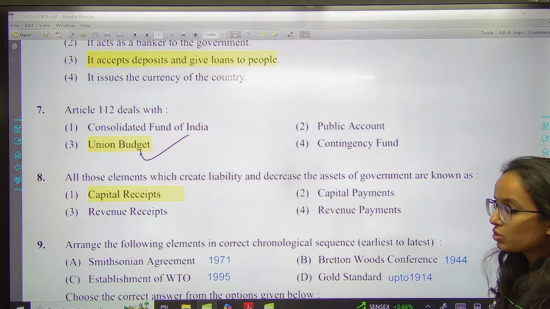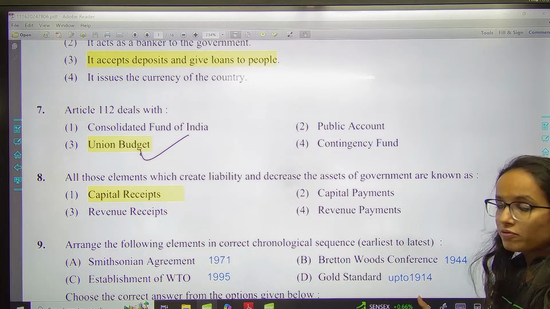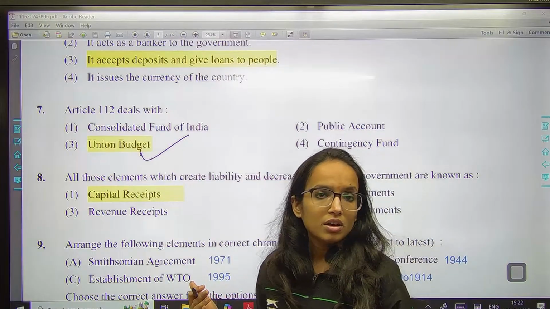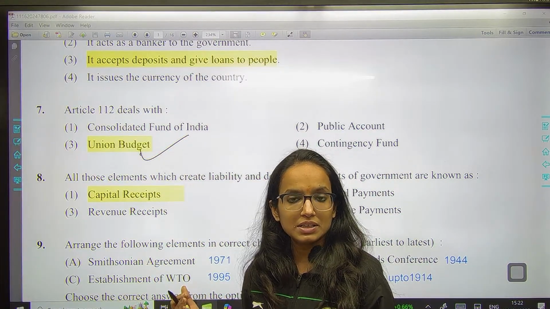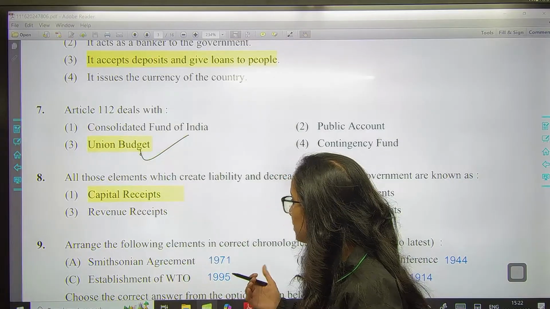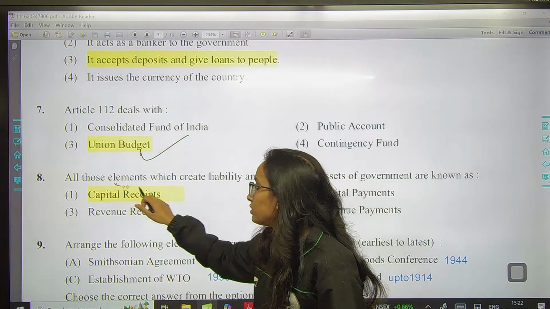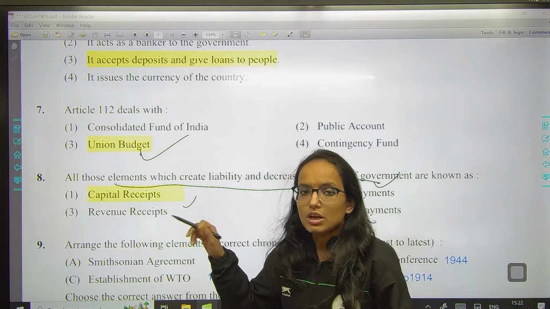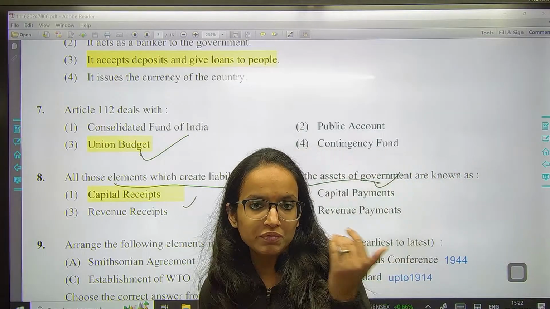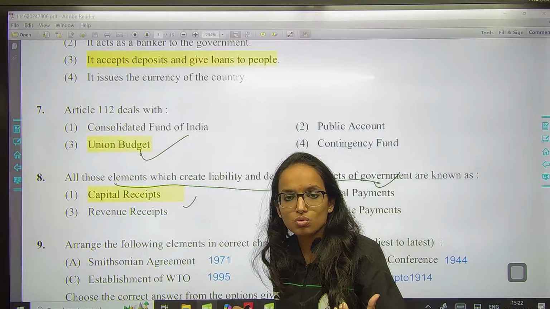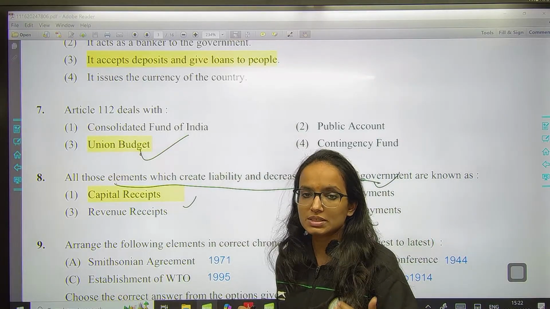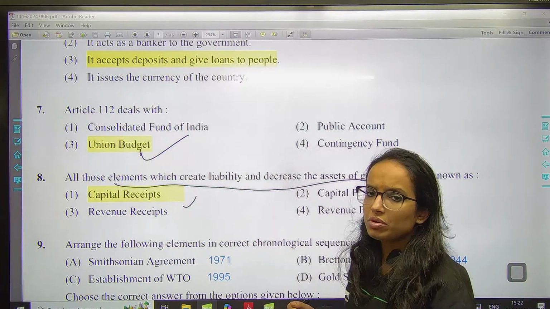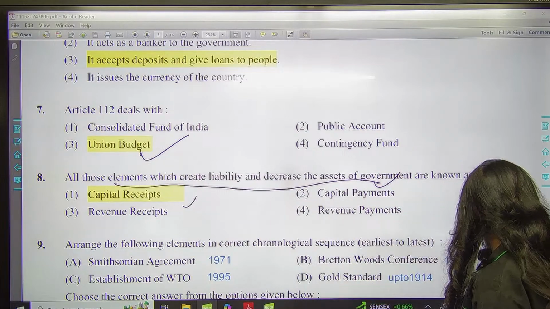Also, they are asking you about the structure of budget or difference between capital and revenue account, right? So capital receipts and revenue receipts, for example, the difference between them. They have asked all those elements which create liability and decrease the asset of the government. These are capital receipts. So if you know the basic difference between revenue account of the budget, both receipts and expenditure, and capital account of the budget, both receipts and expenditure, then only you will be able to answer it.